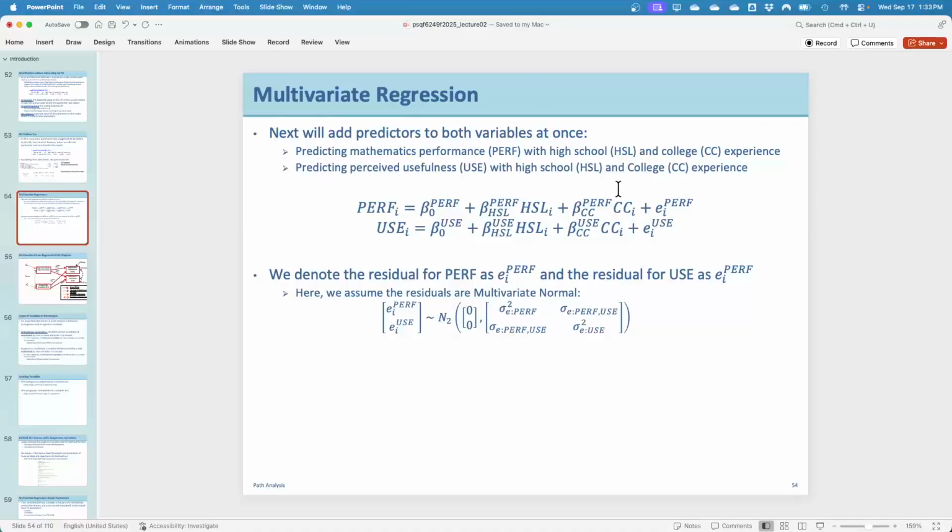Are performance and usefulness endogenous or exogenous variables? They are endogenous because they are being predicted. That's it. That is the distinction, right? So think of it this way. Endogenous is another way of saying that's an outcome somewhere in the model. Okay?